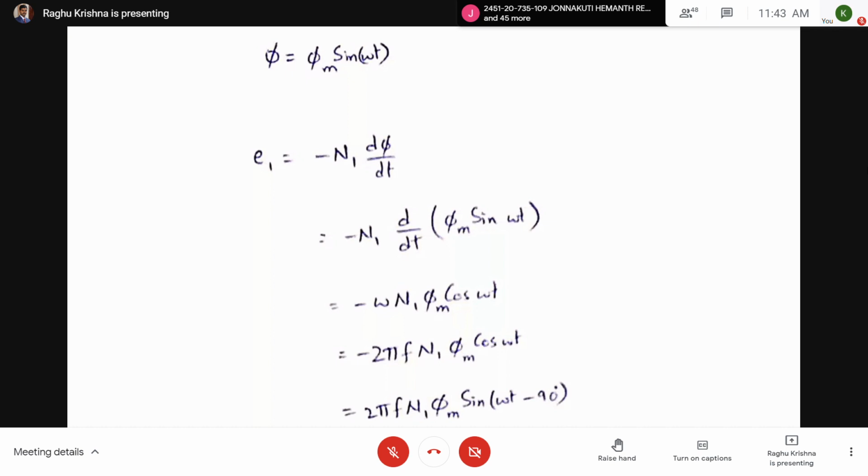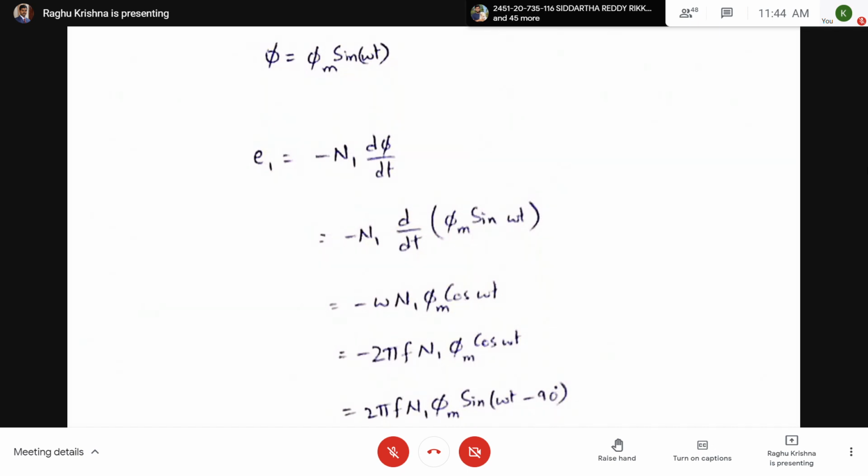Okay. So here, according to Faraday's laws of electromagnetic induction, e1 is equal to minus N1 dΦ/dt. What is small e1? Small e1 represents the instantaneous value. So e1 equals minus N1 dΦ/dt. Now substitute the expression for Φ: Φ equals Φm sin ωt.